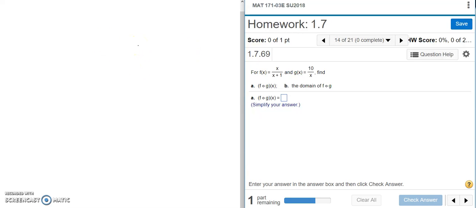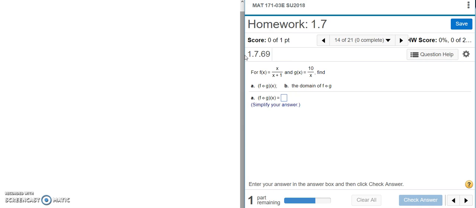Hello everyone, we're going to do a quick video from section 1.7. This is number 14 in my homework. We have f of x equals x over x plus 1 and g of x equals 10 over x. It wants us to find f of g of x, and then we're going to talk about the domain.